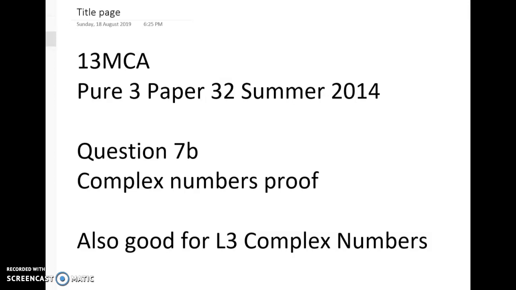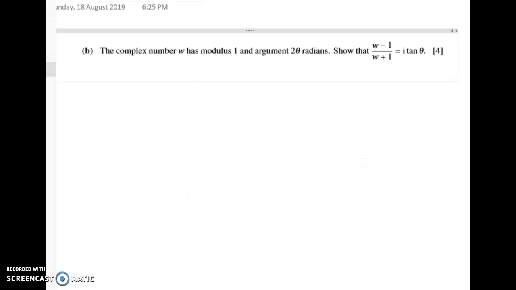Here's a quick video doing a complex numbers proof from paper 32, summer 2014. So this is a really nice question that is fine as long as you keep an eye on where you're going. And if you don't, you can get kind of mucked up.